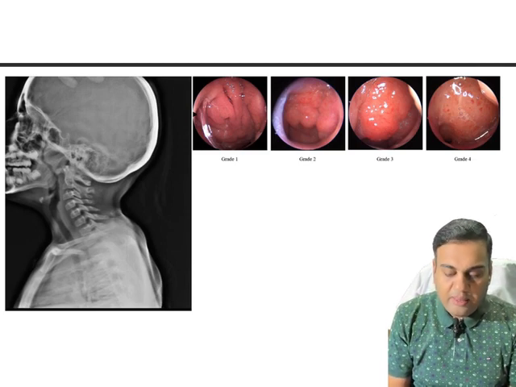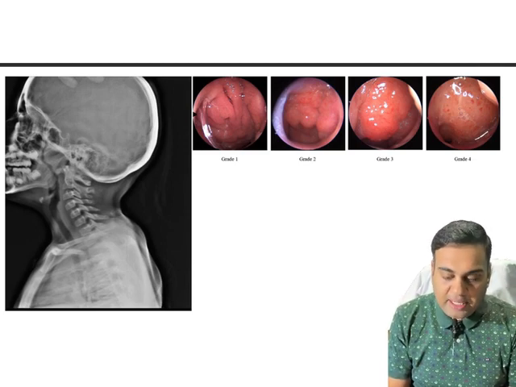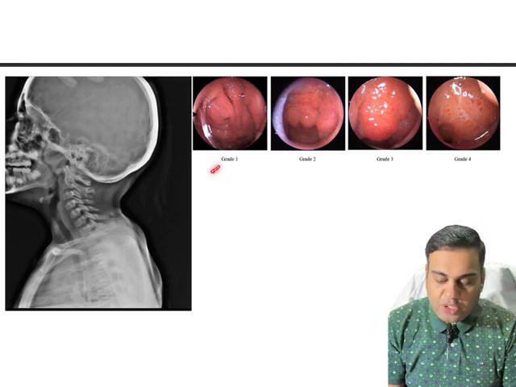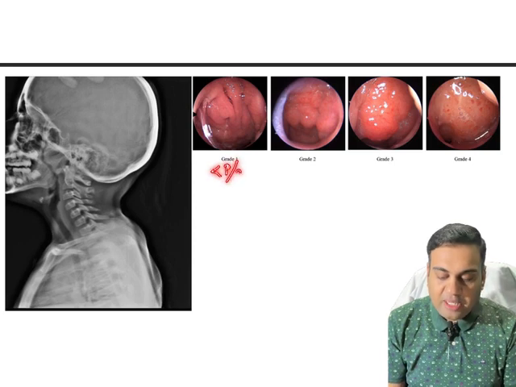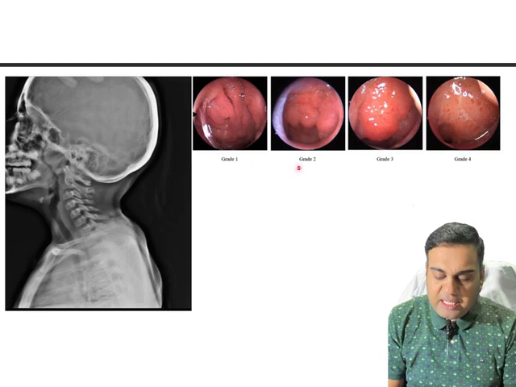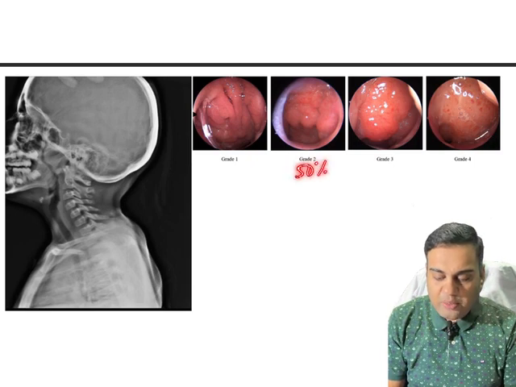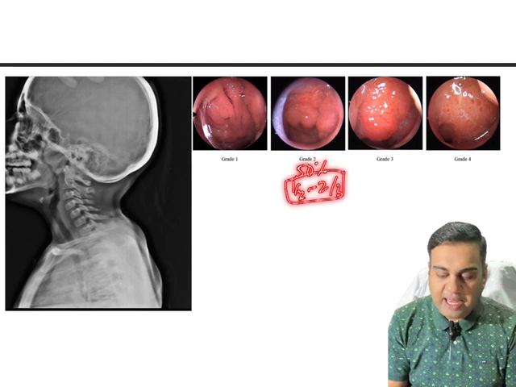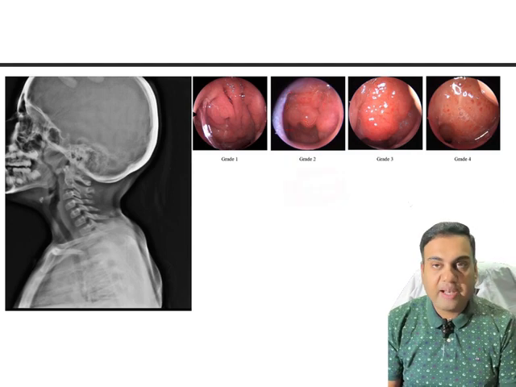If the adenoids occupy around 25% of the space, or less than 1/3 of the area of the nasopharynx, we grade it as grade 1. If it is nearly 50%, or between 1/3 and 2/3, can you see this adenoid? That is called grade 2.